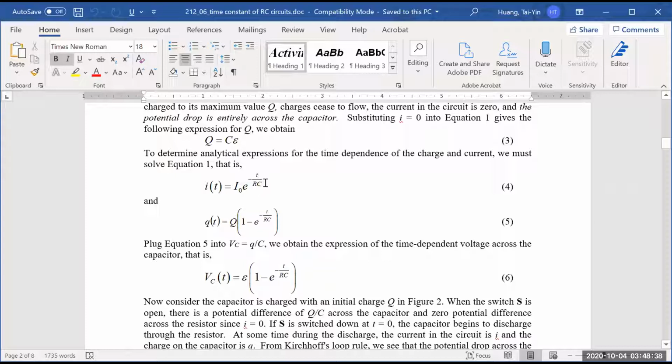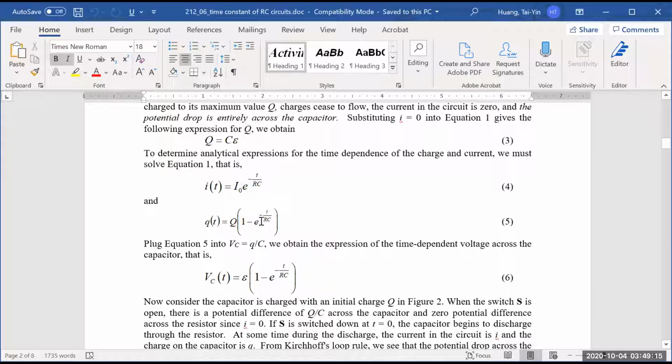So then, based on this, you can see that when t equals zero, the current is actually the maximum. And when t approaches infinity, you have e to the minus infinity, that will actually give you zero value. That makes sense as well, because once the capacitor is fully charged, you cannot add any more charge on the capacitor. So the current will cease to move. The current will cease because no more charge can be deposited. So when t approaches infinity, there's no current.